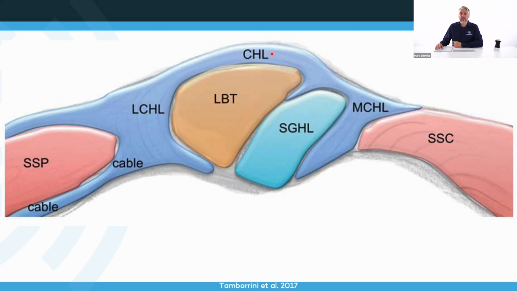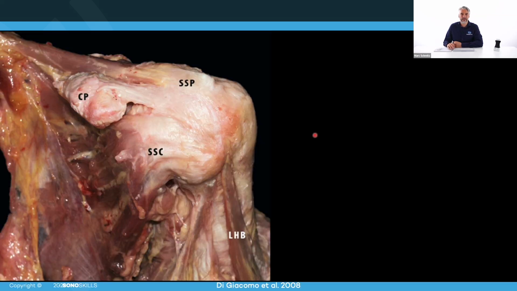This is the cross section of the long head of the biceps. You can see the long head of the biceps in this rotator interval, which is depicted here. This rotator interval is created by the coracohumeral ligament, and this coracohumeral ligament stabilizes the biceps together with the SGHL, which is the superior glenohumeral ligament. And in the end, in the ventral shoulder, we go to the subscapularis tendon.